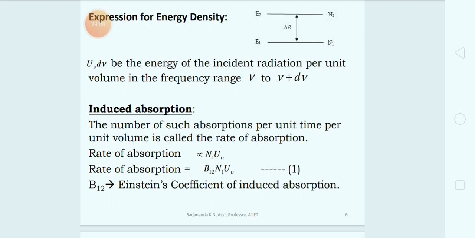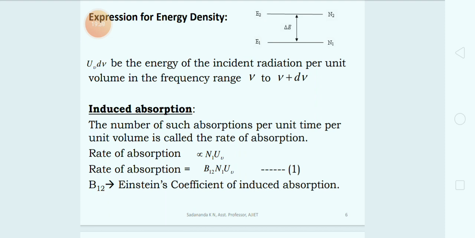Next topic is expression for energy density using Einstein's coefficient. Now let us consider two energy states E1 and E2 of a system of atoms. Say E2 is greater than E1. Let there be N1 number of atoms with energy E1 and N2 number of atoms with energy E2. So N1 and N2 are nothing but the number density at energy levels E1 and E2 respectively.